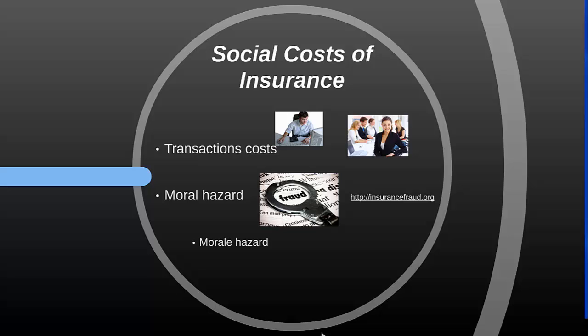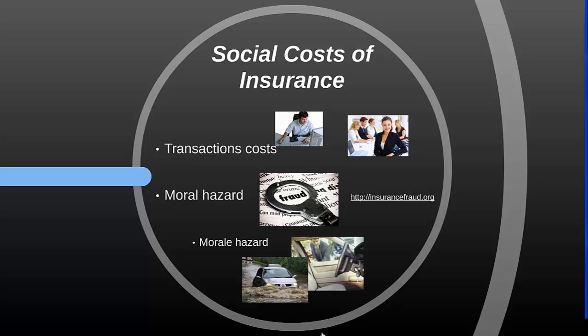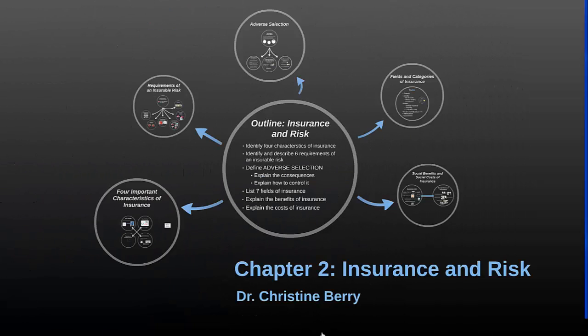Then there's morale hazard, and we've talked about this before too. It's things like people driving through high water because they know they have car insurance in case they don't make it through, or people leaving their keys in their car, not really thinking as much about taking safety precautions because they know they have insurance. Both moral and morale hazard lead to more losses in society than there would otherwise be without insurance. However, loss prevention and loss reduction tools combat that significantly. And that's the end of our discussion of insurance and risk.